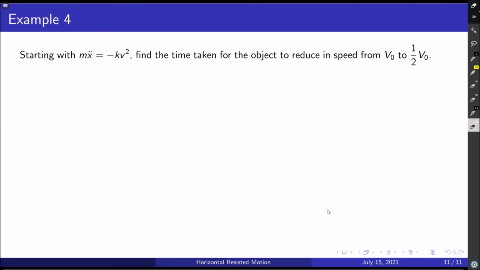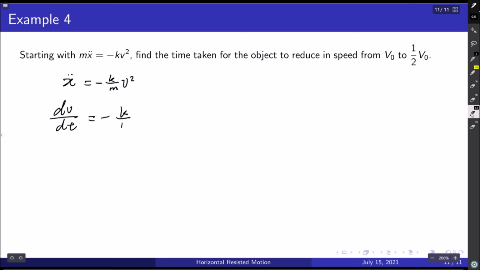So this one, we're actually looking for a specific time value. So what we can do is exactly the same as what we've done so far. We can just treat it as x double dot equals negative k over m v squared. And because this time we're dealing with time, we have to say dv over dt equals negative k over m v squared. And of course, to be able to integrate it, we have to turn everything upside down. So negative m over k v squared.